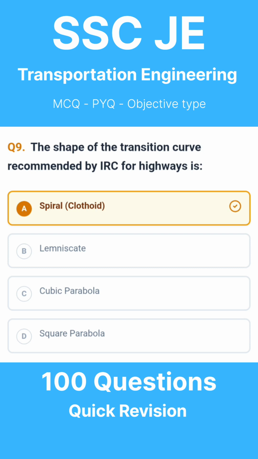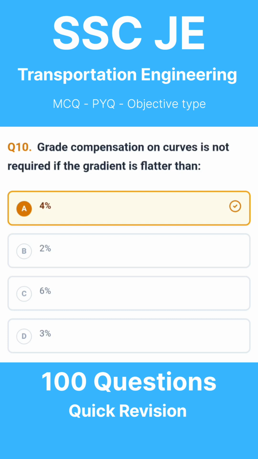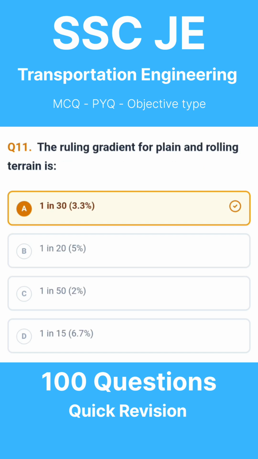Question 9. The shape of the transition curve recommended by IRC for highways is. The correct answer is spiral, clothoid. Question 10. Grade compensation on curves is not required if the gradient is flatter than. The correct answer is 4%. Question 11. The ruling gradient for plain and rolling terrain is. The correct answer is 1 in 30, 3.3%.